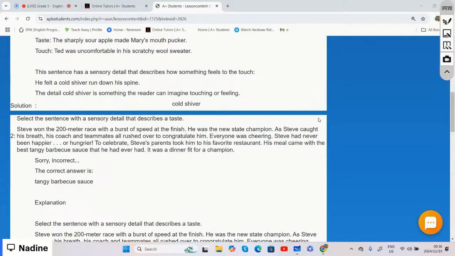It says Steve won the 200-meter race with a burst of speed at the finish. He was the new state champion. As Steve caught his breath, his coach and teammates all rushed over to congratulate him. Everyone was cheering. Steve had never been happier or hungrier.